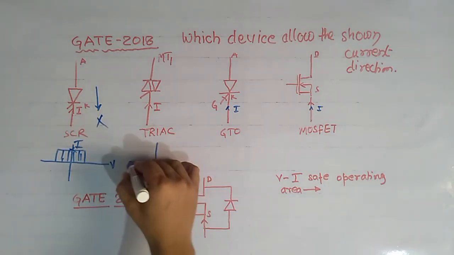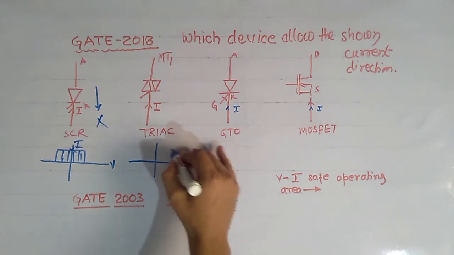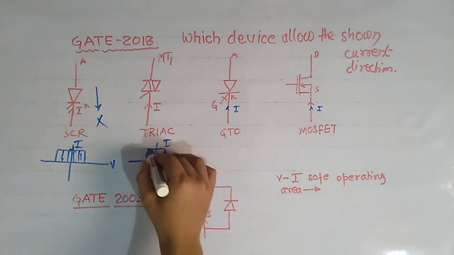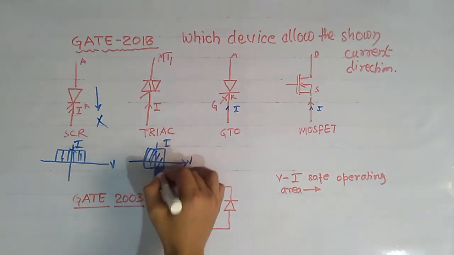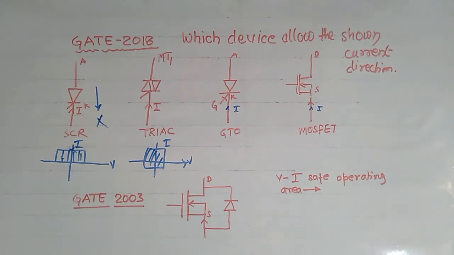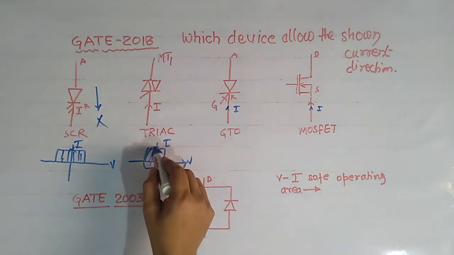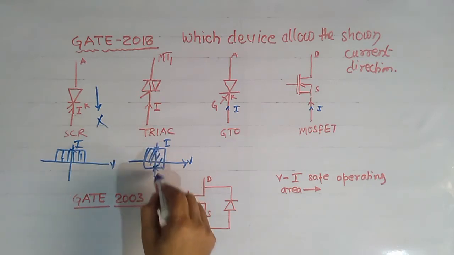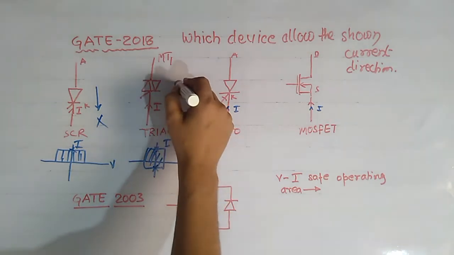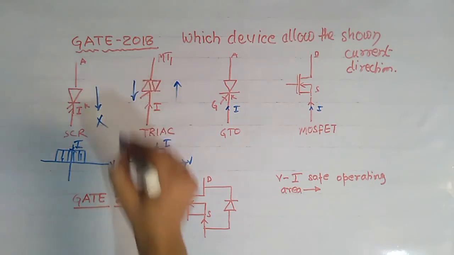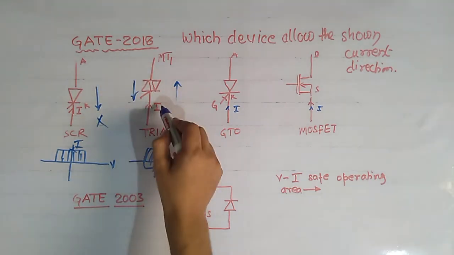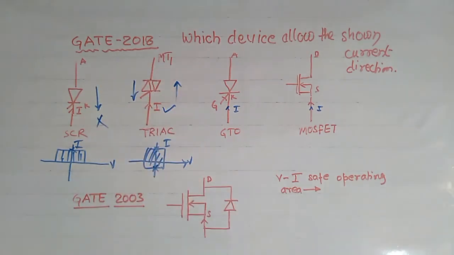The safe operating area of this triac is given as this. It shows that this triac will allow current in both the forward and reverse directions. That's why it will allow current in this direction and this direction, both. So it will allow this direction of current, so this is correct.